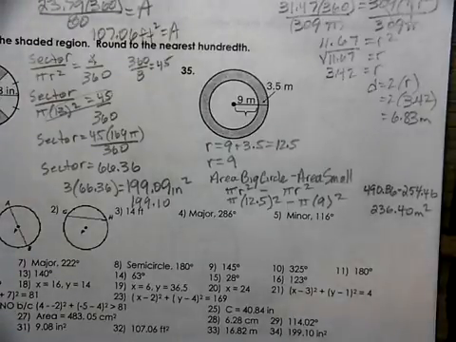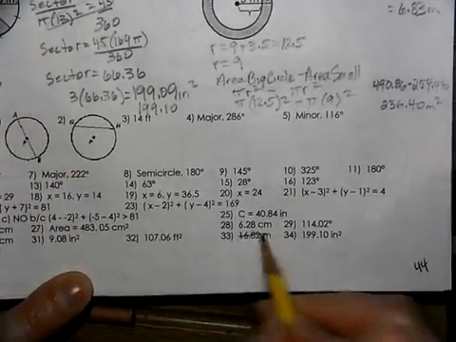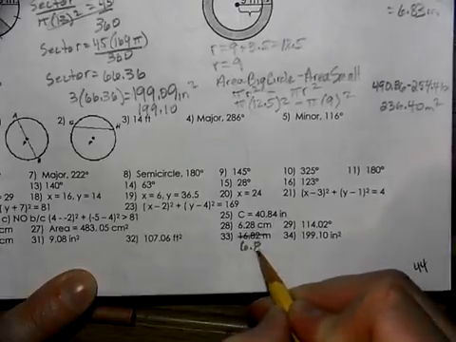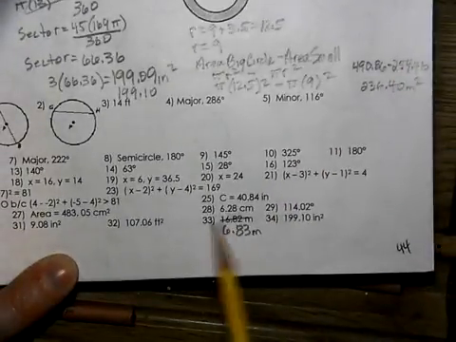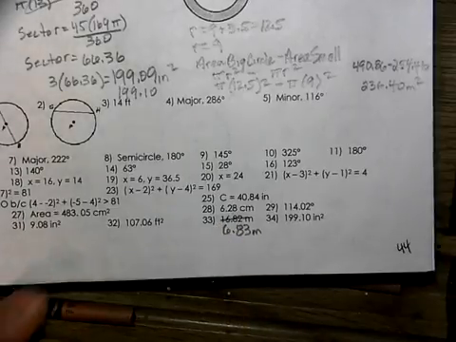One thing I wanted to point out is for question number 33 down here, we figured out that we had 6.83 meters, not 16. We had 6. So this answer key was a bit off. It had an extra 10 to it.